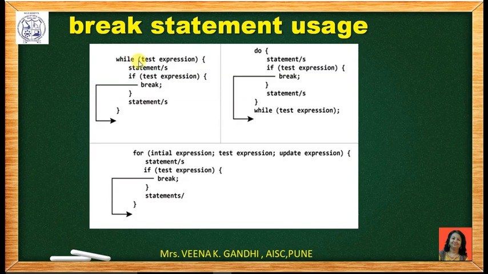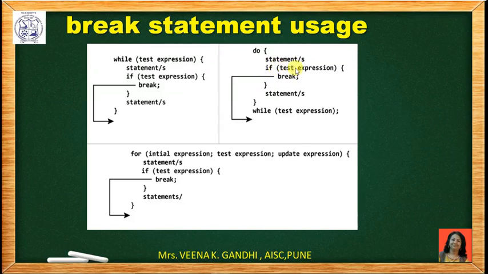So you can see here break is used in three loops: while loop, do while loop and for loop. Now suppose in a while loop, the test expression is tested, and if it is true, the control will come inside the loop. So it executes the statements. Now in the if test condition, if it evaluates to a true value and then the break statement is encountered, it will terminate the while loop and the program control will flow to the next statement after the while.